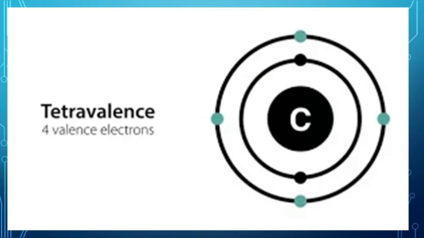According to the octet rule, that is the 8 rule, carbon requires 4 electrons to attain the nearest noble gas, that is neon. So, the electronic configuration of neon. Carbon has the tendency to share its 4 electrons with other atoms to complete its octet. Octet means 8. This is called its tetravalency. Thus, carbon can form 4 covalent bonds with other elements.